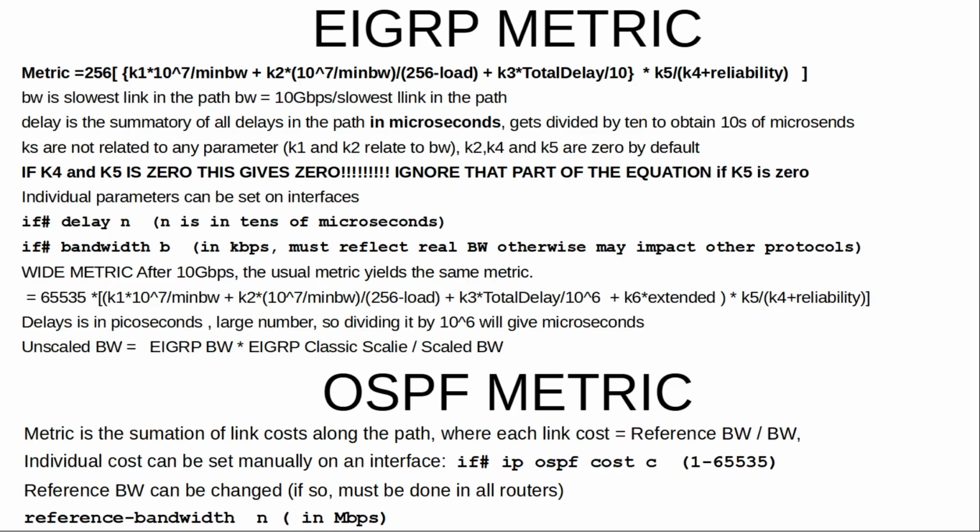And usually K1 and K3 will be 1, and you will be dividing 10 to the 7 power by the minimum bandwidth in your path, and you will have to add the total delay divided by 10, and the result will have to be multiplied by 256, and that's it. If you want to change the delay in an interface, remember that you will be giving this number in tens of microseconds.